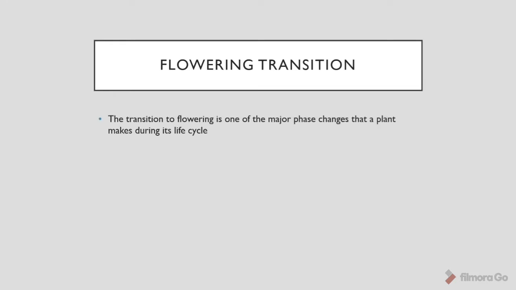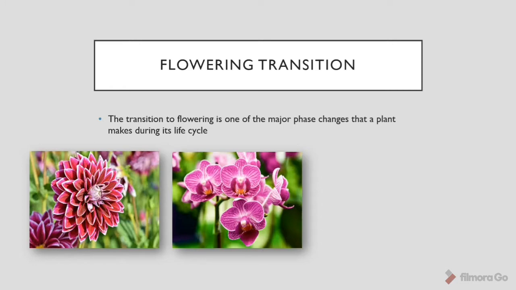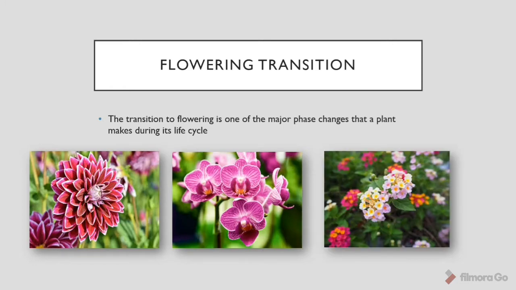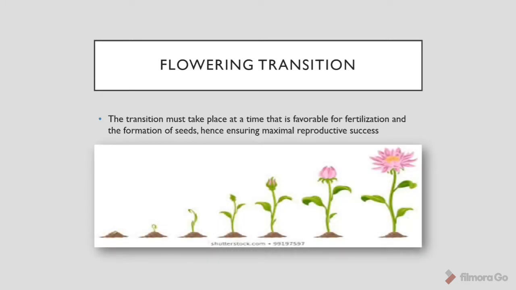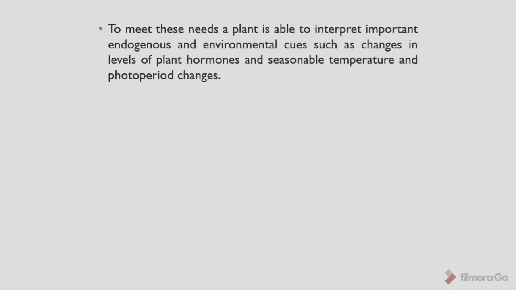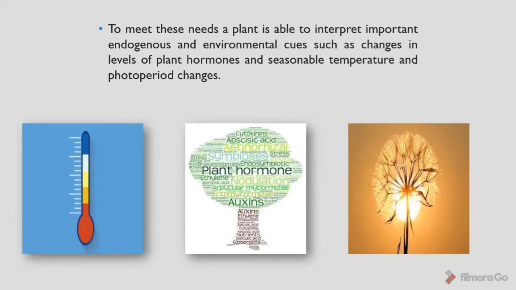Flowering transition. The transition to flowering is one of the major phase changes that the plant makes during its life cycle. The transition must take place at a time that is favorable for fertilization and the formation of seeds, hence ensuring maximal reproductive success. To meet these needs, a plant is able to interpret important endogenous and environmental cues such as changes in the level of plant hormones and the seasonal temperature and photoperiod changes.